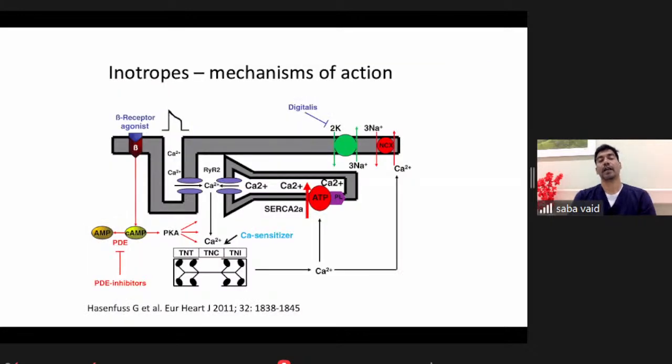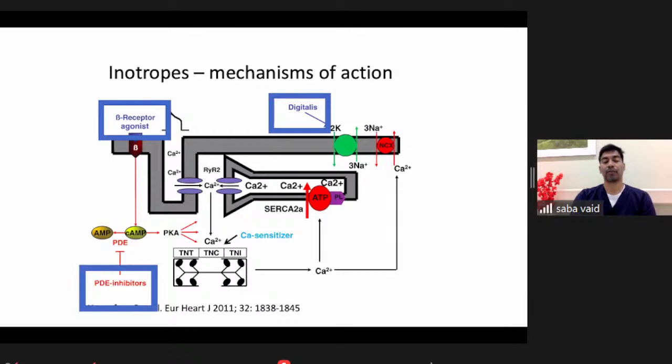And then the last group of medications, the inotropes. Based on the mechanism of action, we have beta receptor agonists, which is dobutamine. We have digoxin, acting on the sodium potassium pump. We have phosphodiesterase inhibitors, which is milrinone and enoximone. And then calcium sensitizer, which is levosimendan. So these are the most commonly used inotropes.